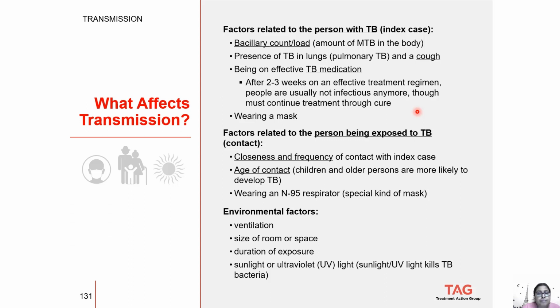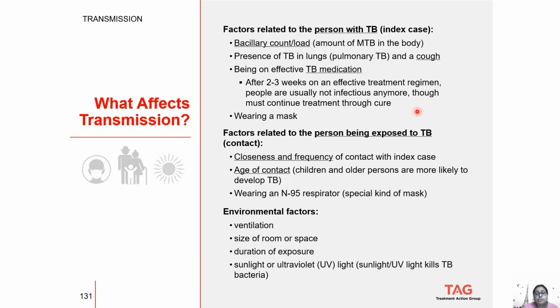So obviously, what are the factors related to the person with TB? The bacillary count or load, its amount of TB in the body, the presence of TB in the lungs, pulmonary TB, and obviously that will be accompanied with a cough. Then being on effective TB medication: after 2-3 weeks on an effective treatment regimen, people are usually not infectious anymore, though they must continue treatment through cure, and they should obviously wear a mask. There is no second opinion about it. And factors related to the people being exposed to TB through contact happen due to closeness and frequency of contact with the index case.